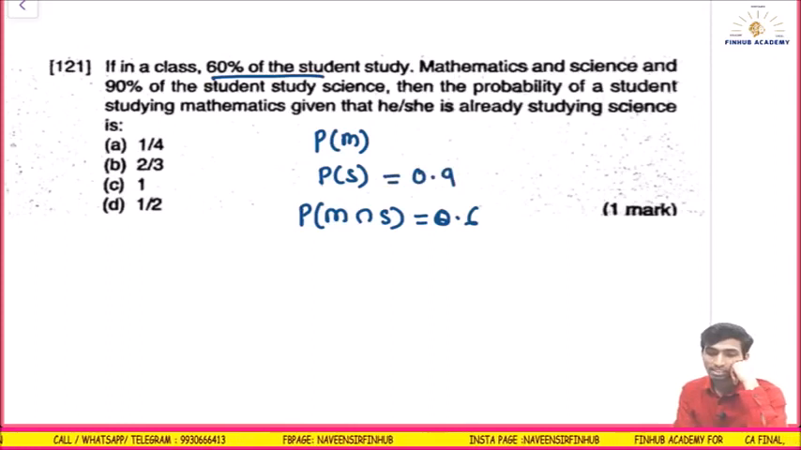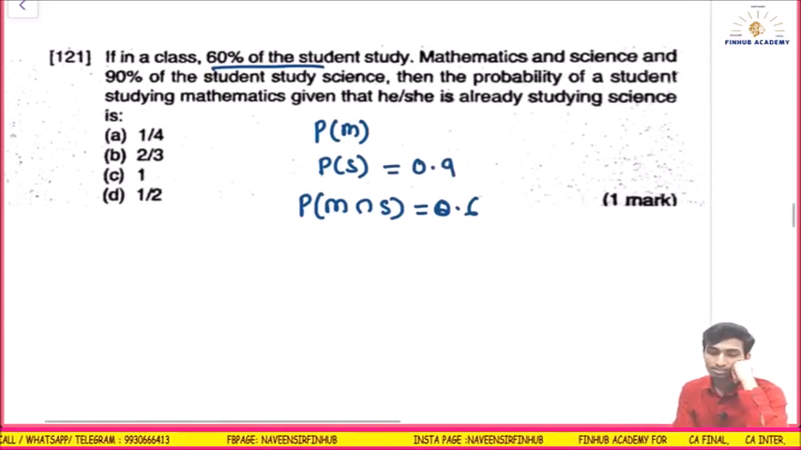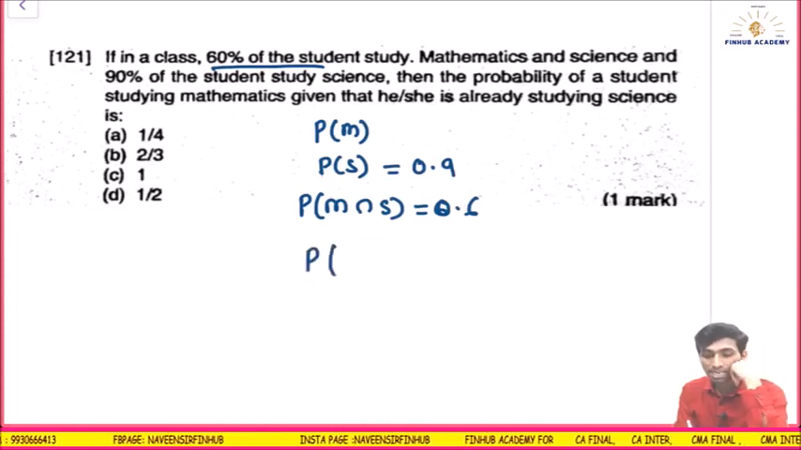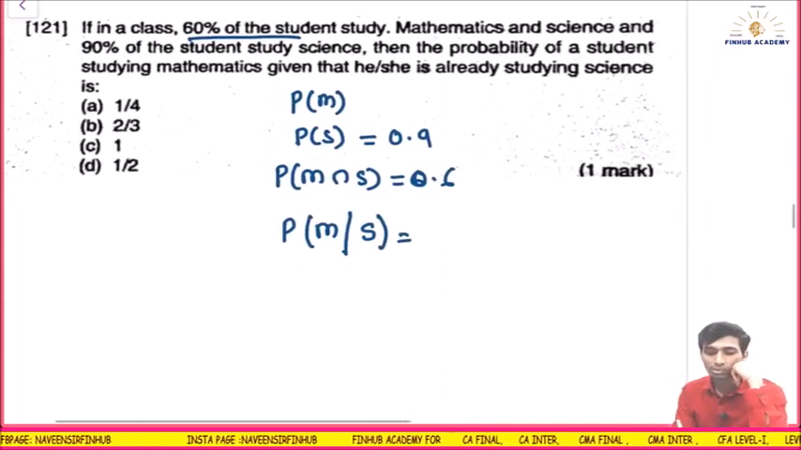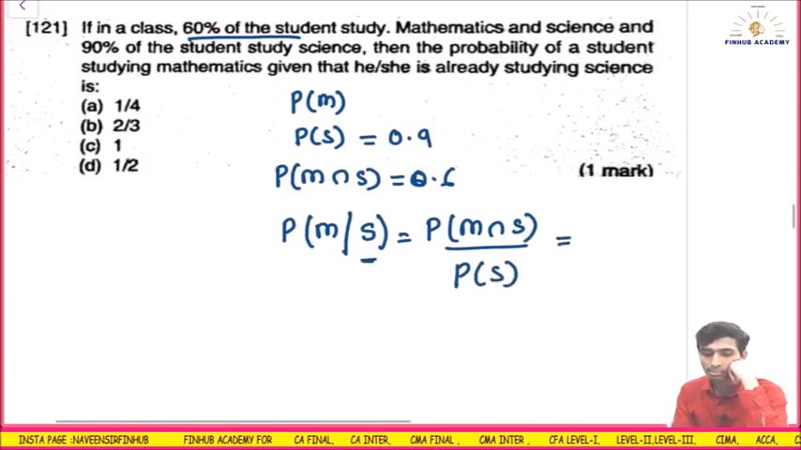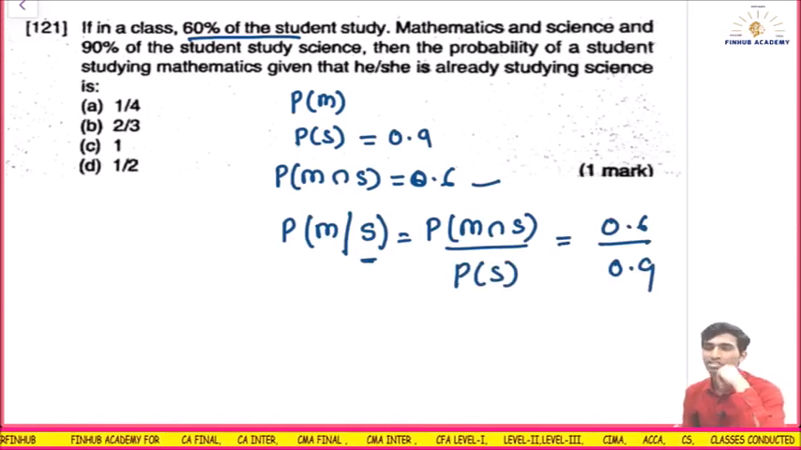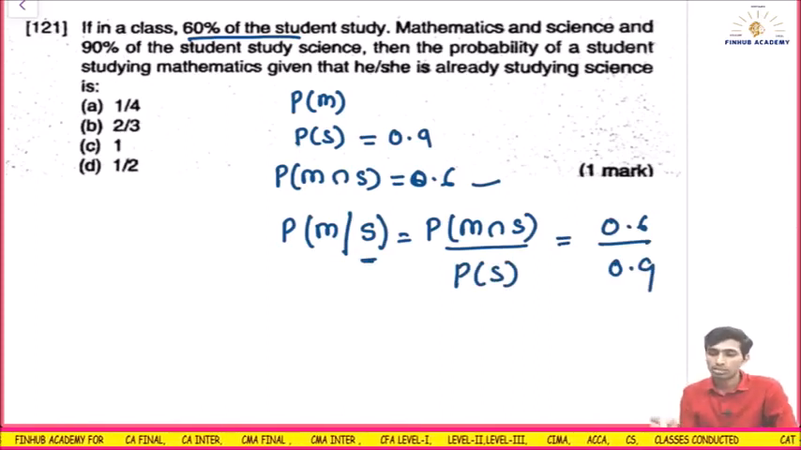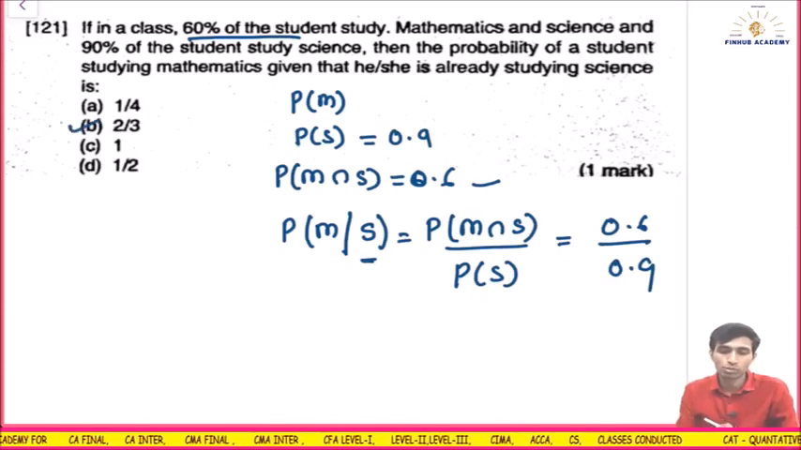Now what they are asking: probability of a student studying maths, given that he or she has already studied science. So the formula is probability of M intersection S upon probability of S in the denominator. This I know, 0.6. This also I know, 0.9. So 0.6 divided by 0.9. Understood? 3 twos are... 3 threes are... 2 by 3. This is 2 by 3.